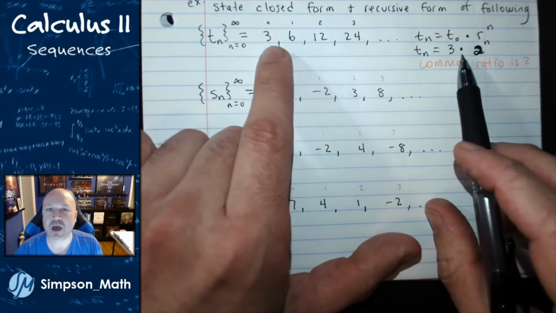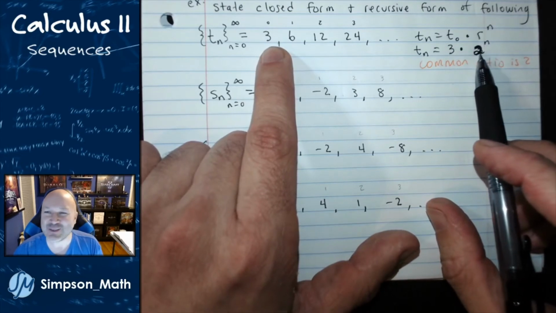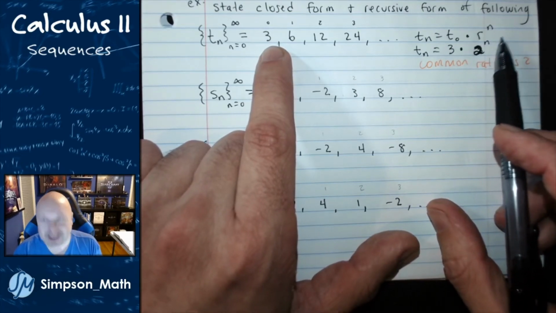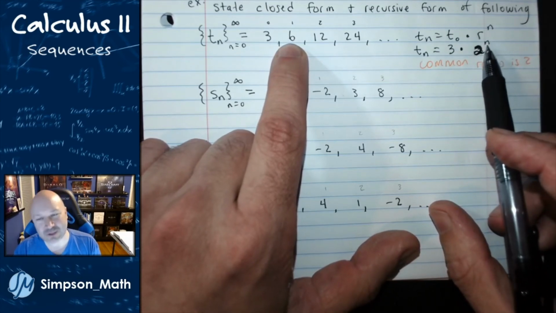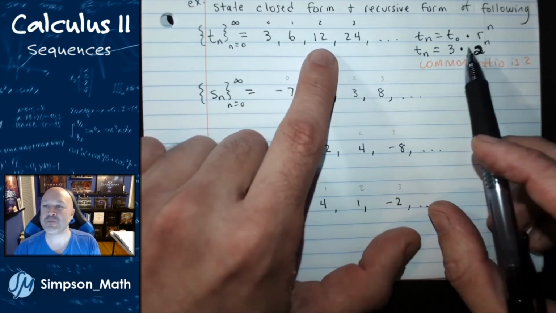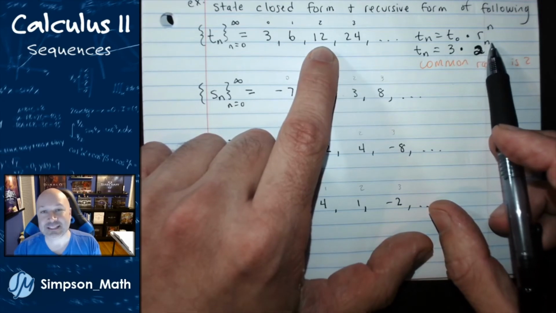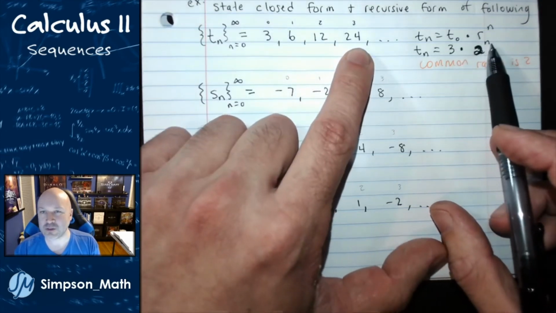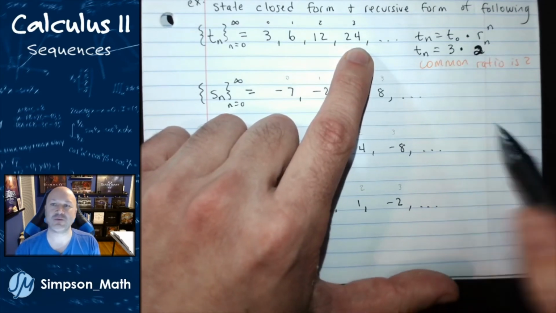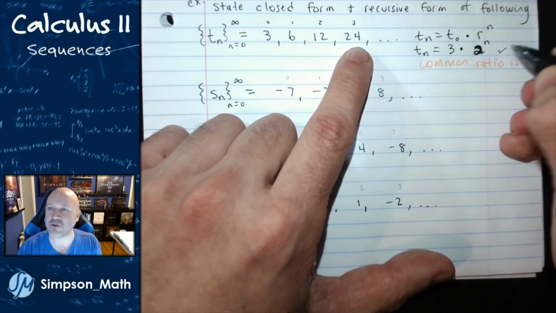Let's try that again. n is 0. 2 to the 0 power is 1, and 1 times 3 is 3. Yay! 2 to the first power is 2. 2 times 3 is 6. There we go. 2 to the second power is 4. 4 times 3 is 12. 2 to the third power is 8. 8 times 3 is 24. I'm now happy with my closed form.